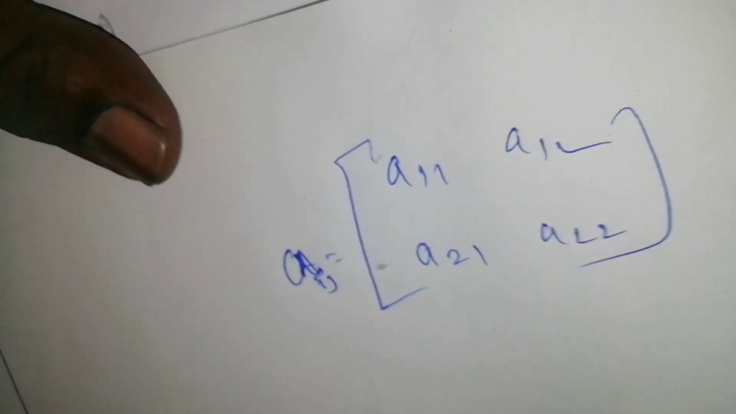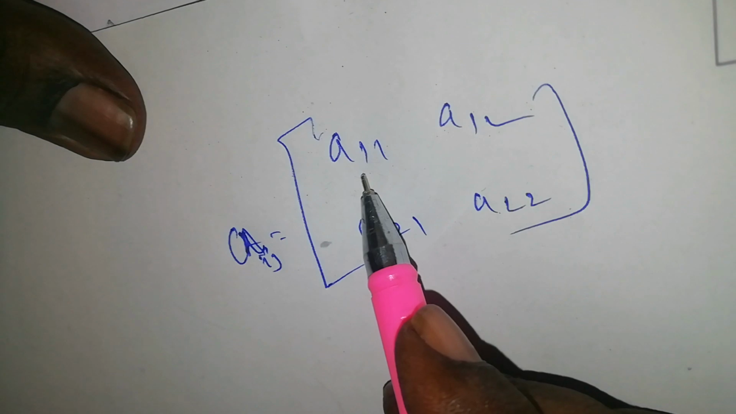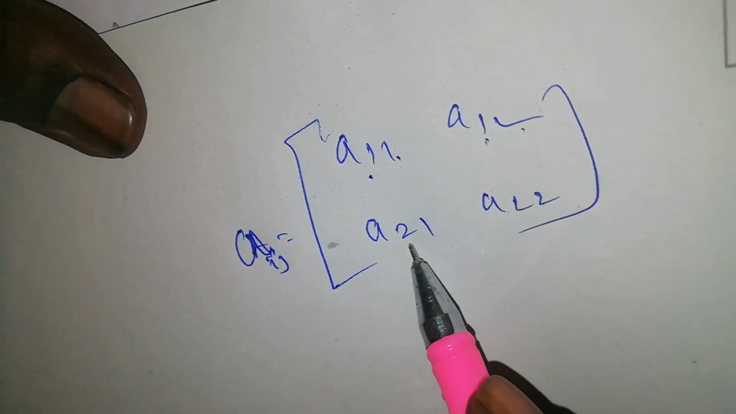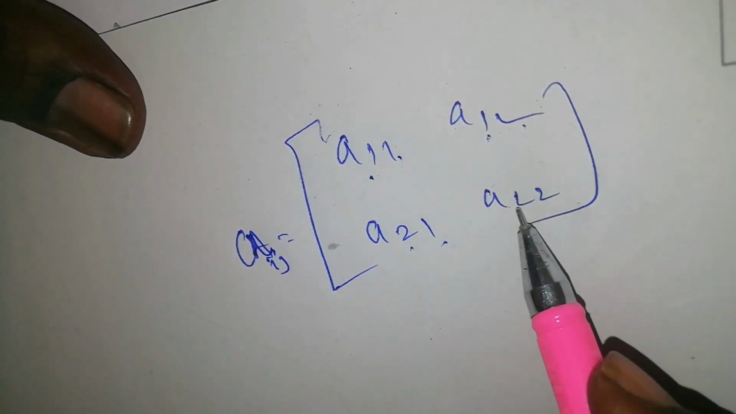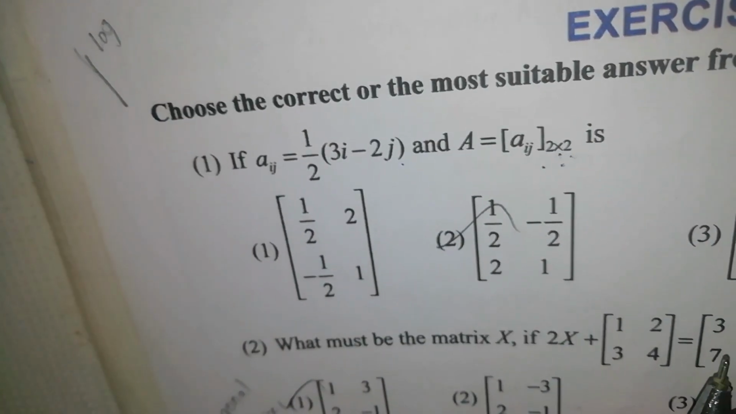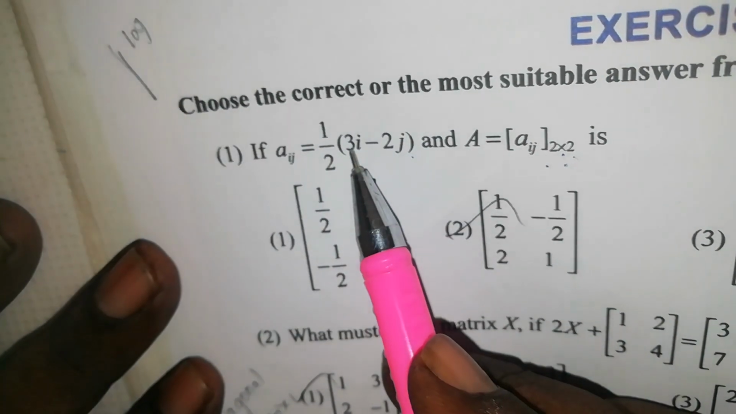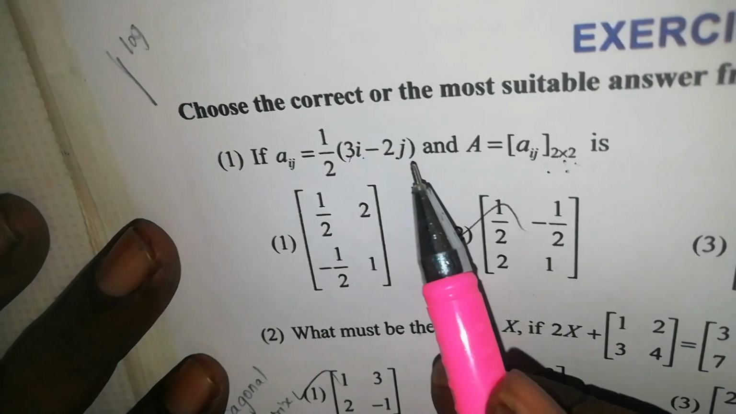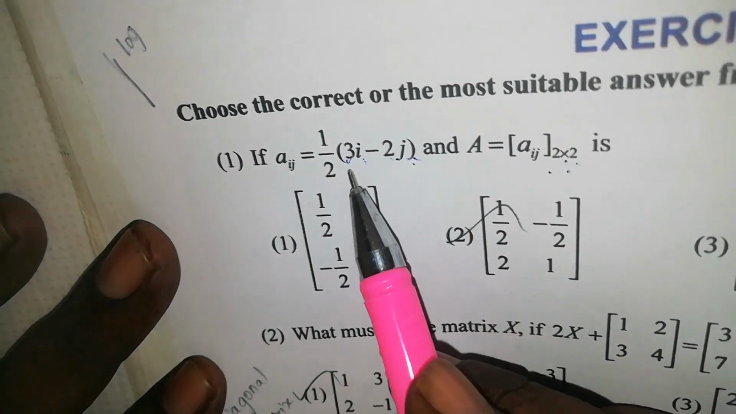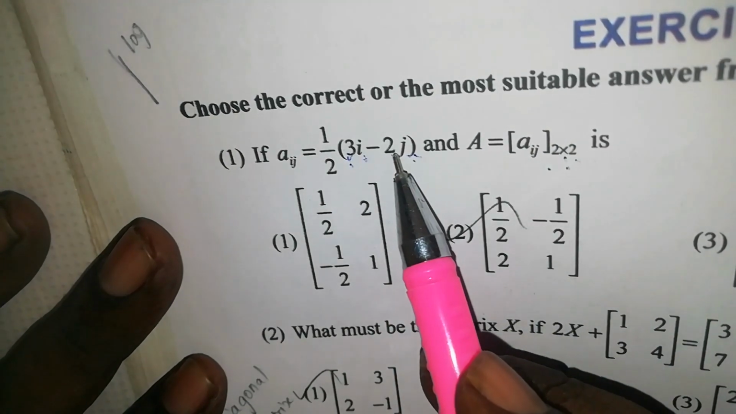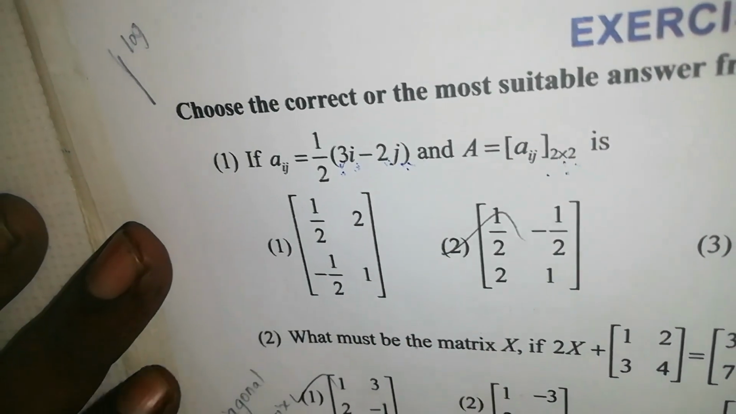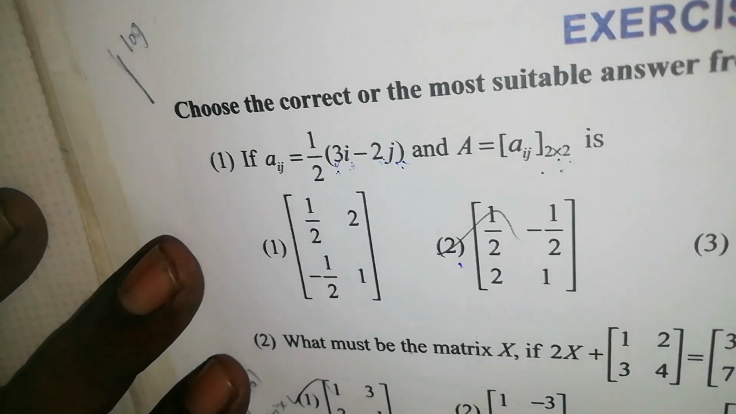Aij, already you know this very well. A11 means i equal to 1, j equal to 1. A12 means i equal to 1, j equal to 2. Here i equal to 2, j equal to 1. Then i equal to 2, j equal to 2. So you can substitute these values in this form. That means the first one is 3 into 1 minus 2 into 1. Next one 3 into 1, 2 into 2. Next one 3 into 2, 2 into 1. Next one 3 into 2, 2 into 2. So finally we get this answer, the second one.